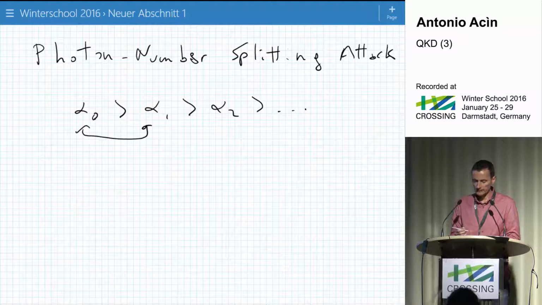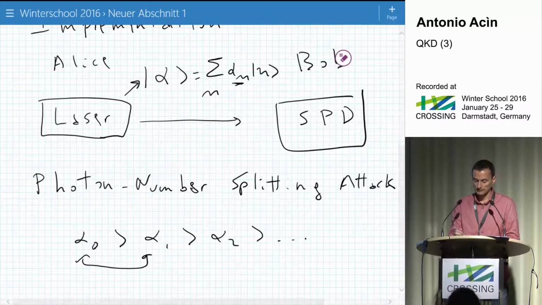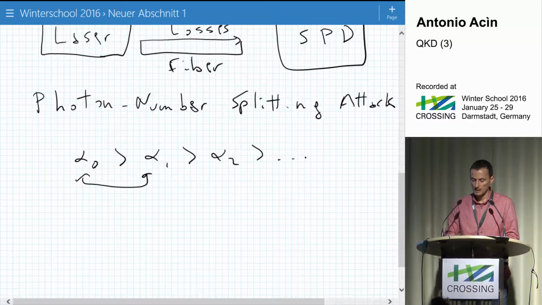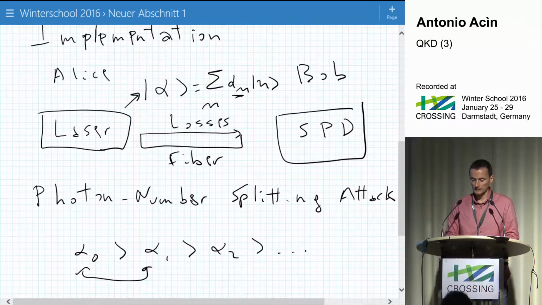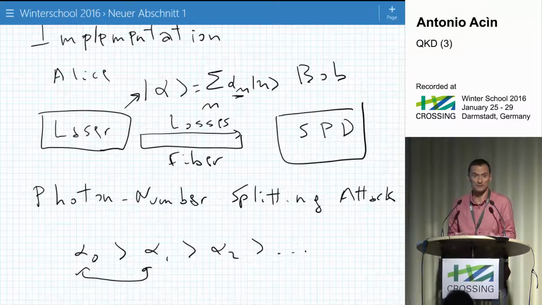Okay, but now you do this in reality as well, and what happens apart from this device is that there is a fiber connecting the two parties, or just a channel, and in this channel there are always losses. So these are the ingredients of your implementation. The eavesdropper knows that you are preparing things with a laser, that there is a detection of light here, and there is a channel that has losses, and you expect the channel to be lossy. I mean, every channel has losses.